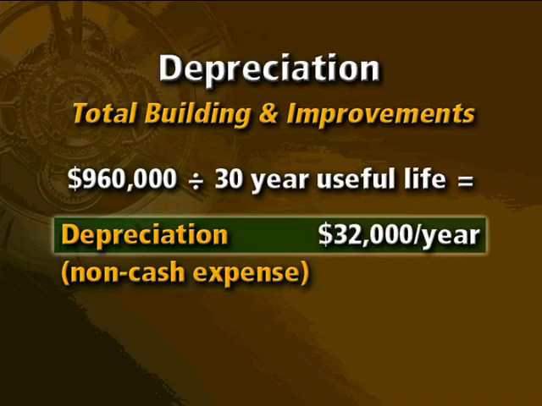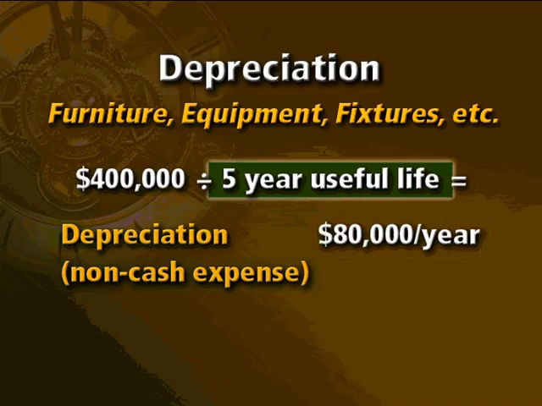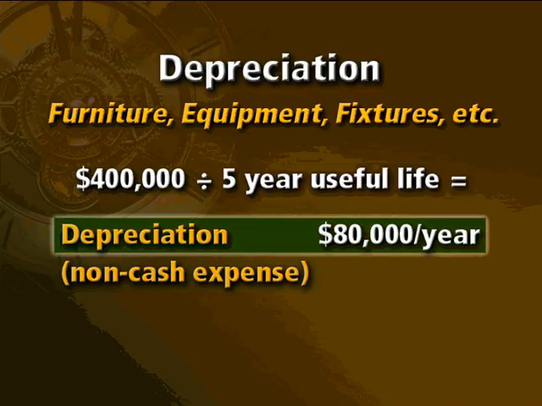In addition, she would have established, for example, a 5-year estimated useful life on her furniture, equipment, fixtures, and so forth. The furniture, equipment, and fixtures had a book value of $400,000, and using the straight line method, meaning that 1/5 of the value is expensed through depreciation each year, she would have had an $80,000 non-cash expense associated with the gradual loss of value or depreciation of the furniture, equipment, and fixtures.